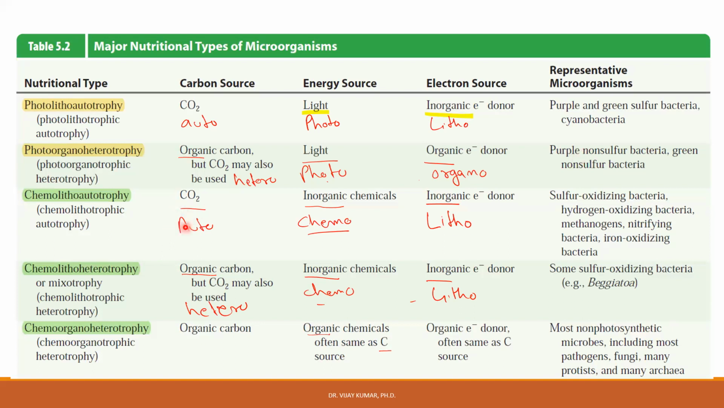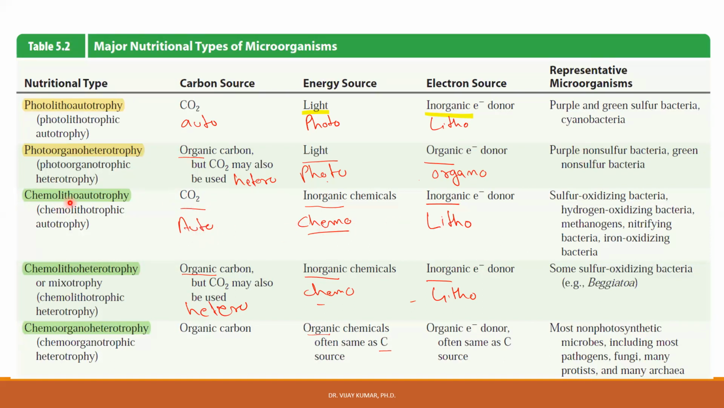Third category, we have the inorganic electron and energy source. Inorganic means chemo. So chemo, the electron source you see here is not organic, it is inorganic. So chemo, litho, and the carbon source is CO2. So chemolithoautotrophs.